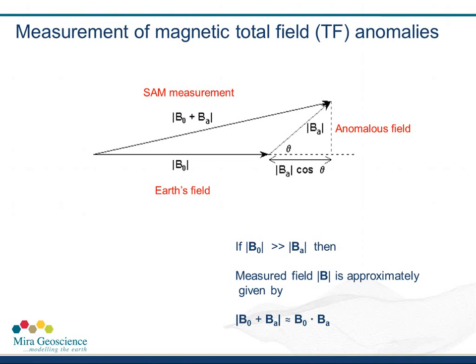So what are you measuring? You're measuring the total field. It's a scalar, so you're measuring a single amplitude of the total field. That scalar is the addition of the Earth's field, which may be in this direction, and then the anomalous field, which could be in this direction. Normally, the Earth's field is much larger than the anomalous field, so we can do some math to simplify the processing of the data in this way.